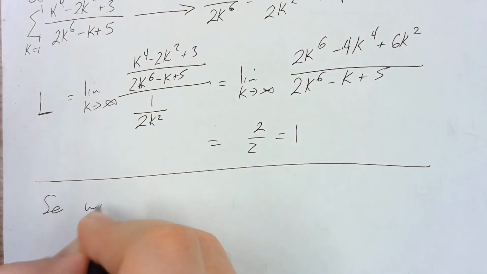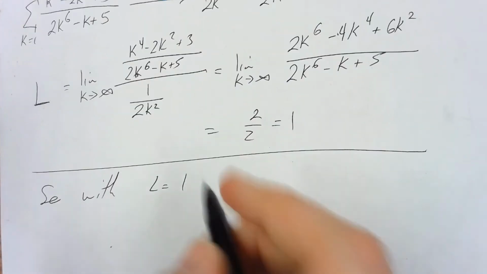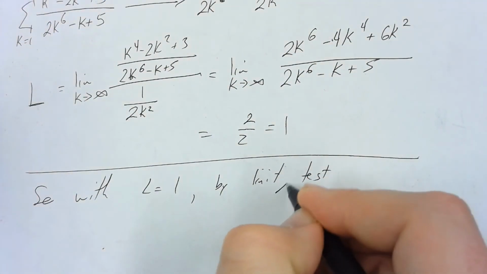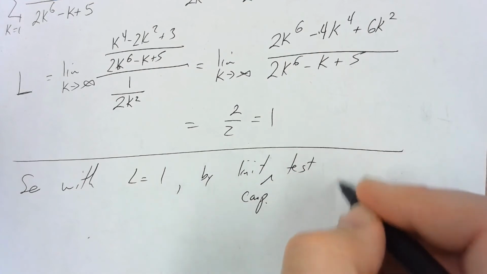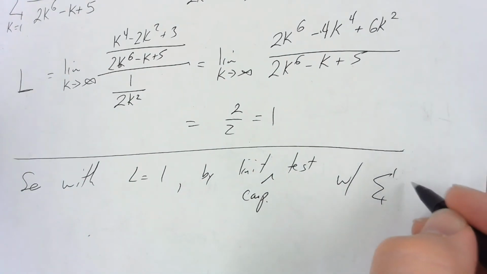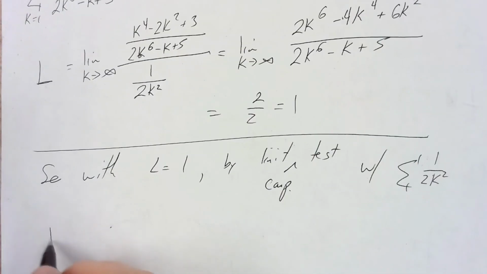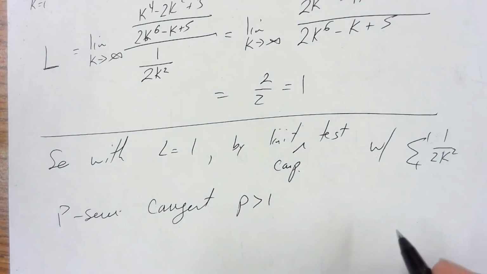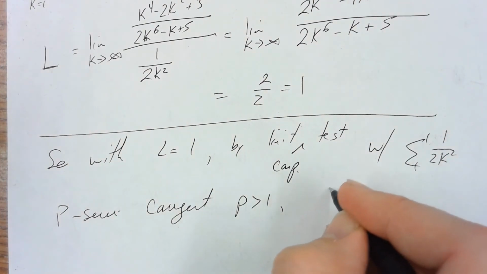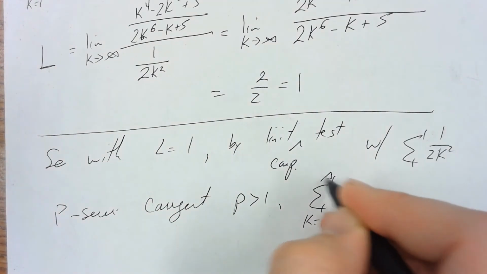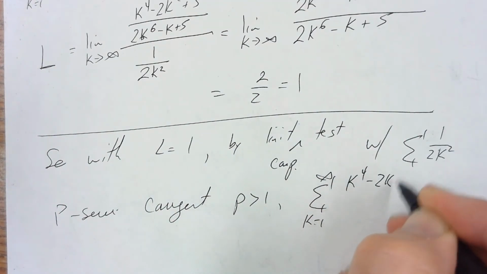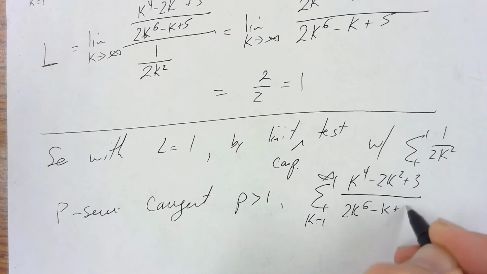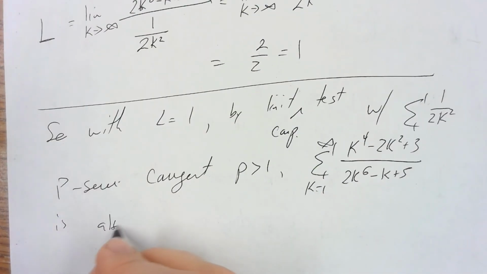So with L equals 1, by the limit comparison test, with the series 1 over 2k squared, a p series, convergent since p is greater than 1, the series from k equals 1 to infinity of k to the 4th minus 2k squared plus 3 divided by 2k to the 6th minus k plus 5 is also convergent.